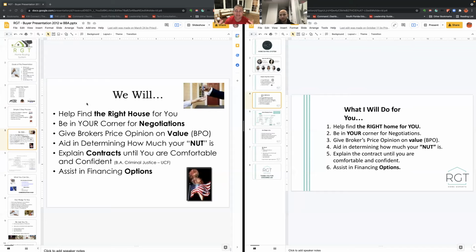When a property is listed, it may be listed above market. It may be listed below market, which means we may have to offer over list price. But don't worry, I'll do a BPO, which is what I feel it will sell for, so that you could be in the best position to negotiate in strength and not weakness. Does that make sense? It makes a lot of sense.